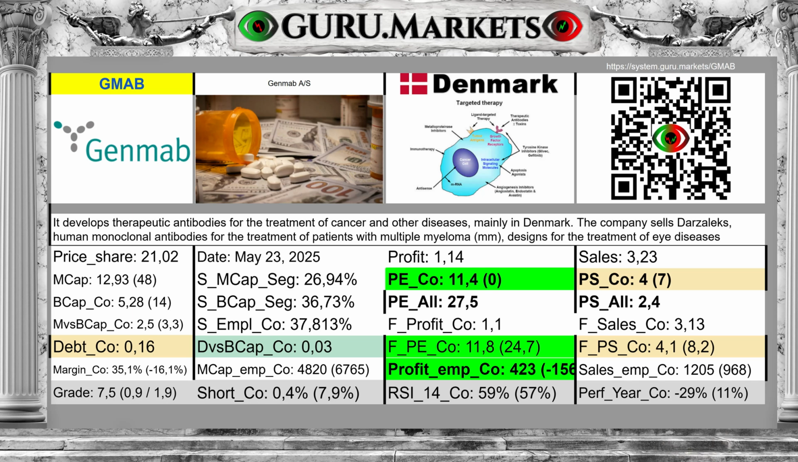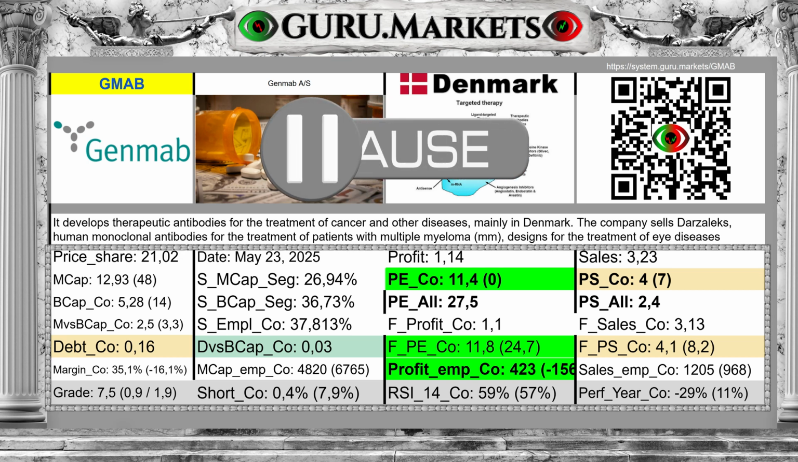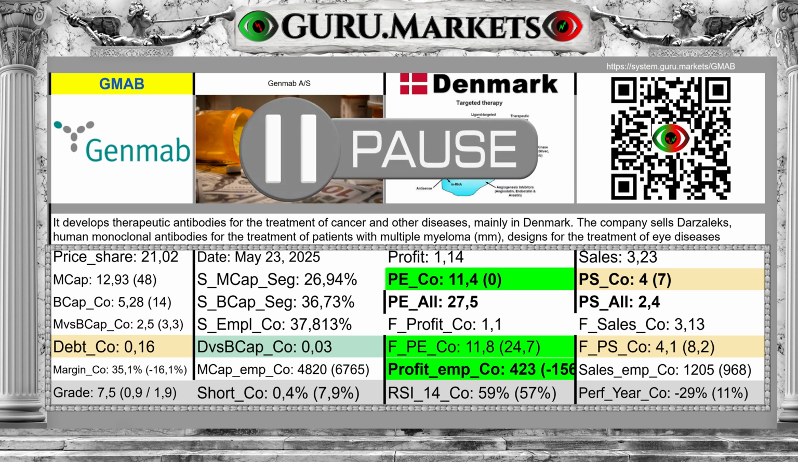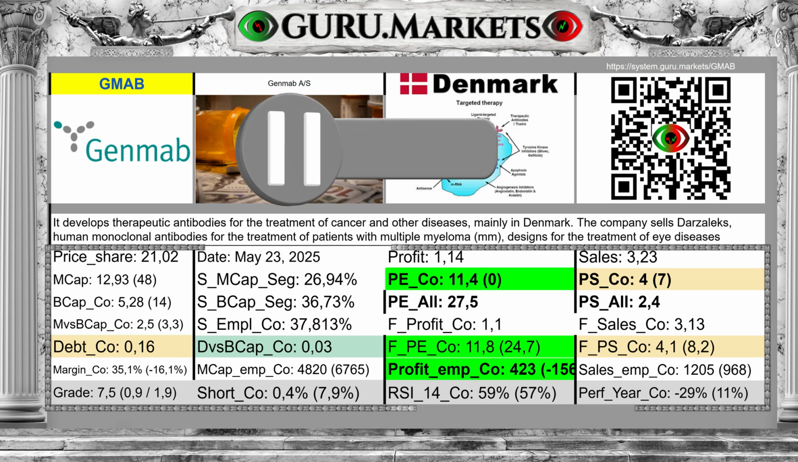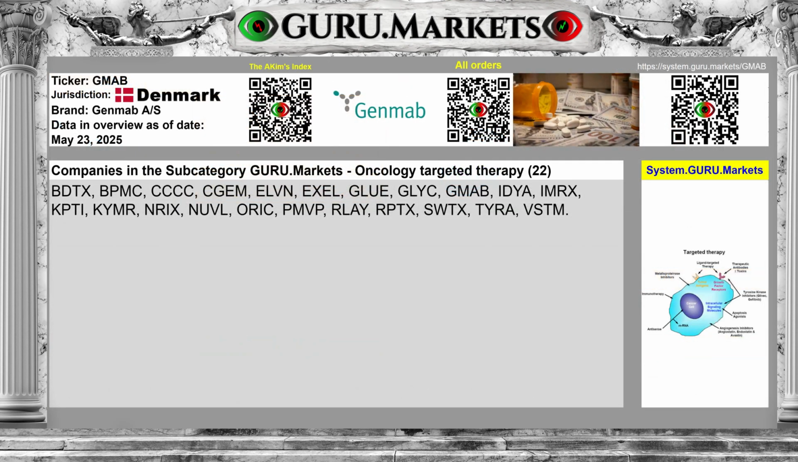Let's start with some summary information about the company. If you want, you can put a stop. You can look at all the corporation's indicators carefully. Now we will look at the current fundamental indicators of the company. GENMAB ADR, ticker GMAB. The review is based on current data as of May 23, 2025.